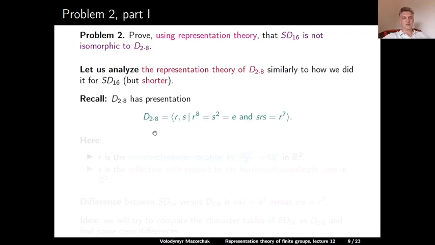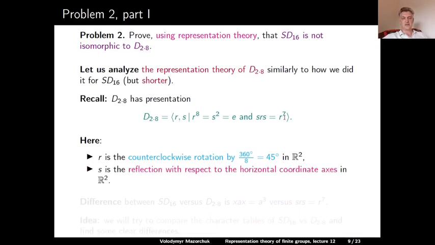Recall that D2 times 8 has the following presentation. It is generated by the rotation R of order 8 and by the reflection S of order 2, and the relation between them is that SRS is equal to R to the power 7. So here R is a counterclockwise rotation by 45 degrees in R2, and S is the reflection with respect to the horizontal coordinate axis in R2.